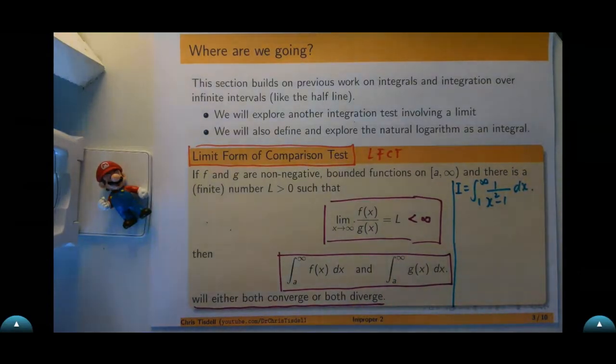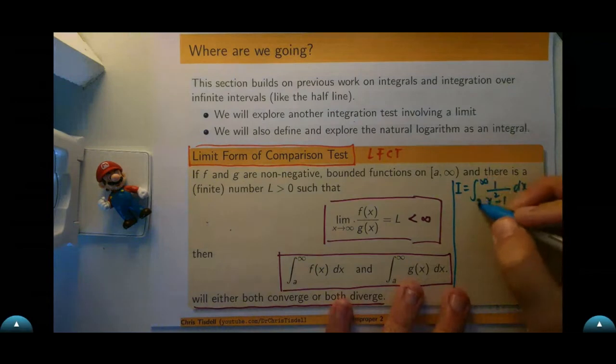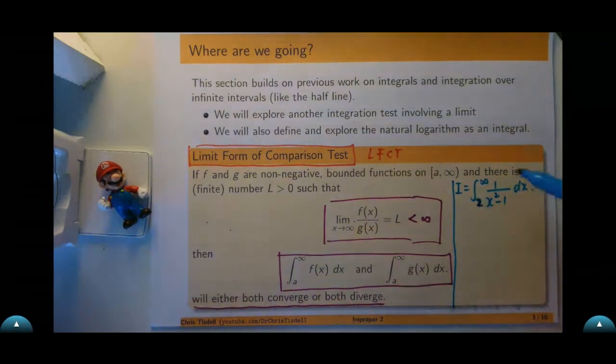Now what I can do, and I'll show you a strategy for this in a minute, I'm going to compare that with 1 on x squared, the integral of that. Actually, let me change that to a 2, just so it's a bit nicer. So I'm going to compare that with 1 on x squared.